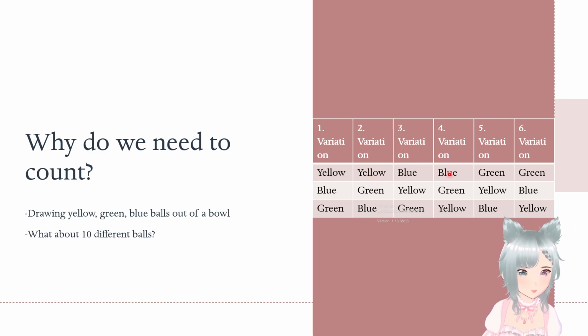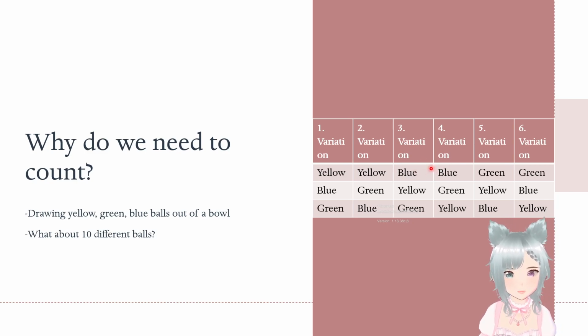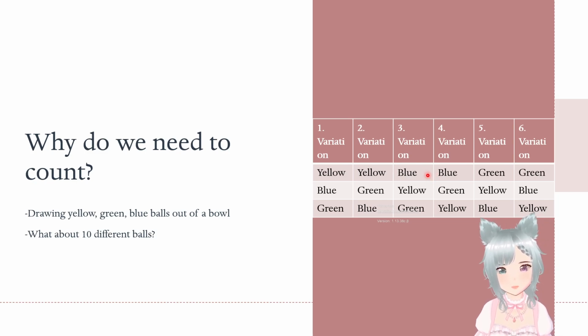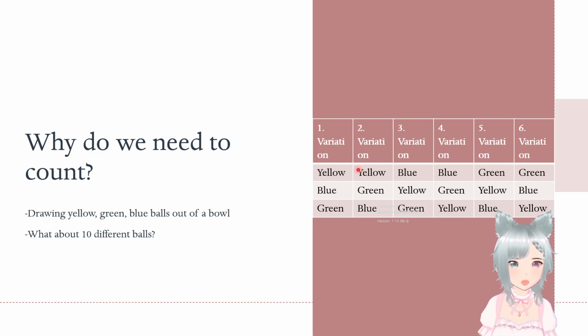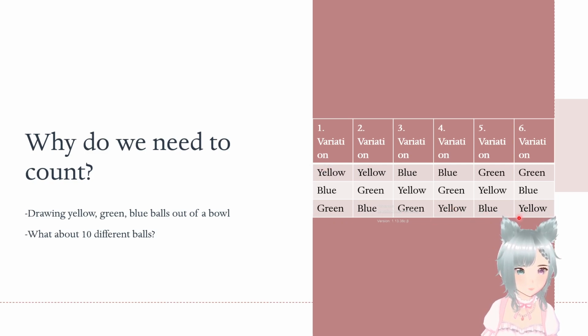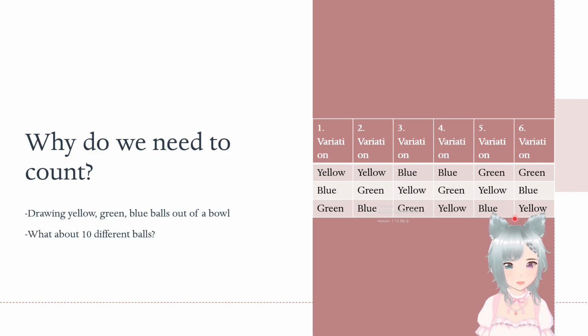And if we draw blue in the first draw, then we have two other situations where we could either draw blue, yellow, green, or blue, green, yellow. And the same is with green. We can either pull green, yellow, blue, or green, blue, yellow. So this is really easy to just write down and count on paper.